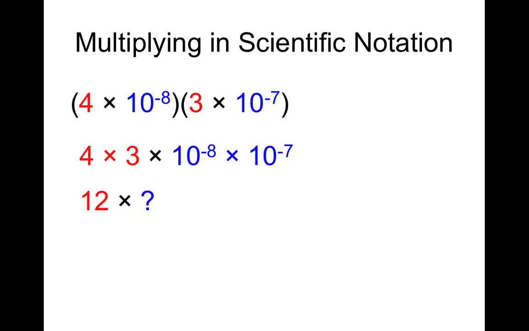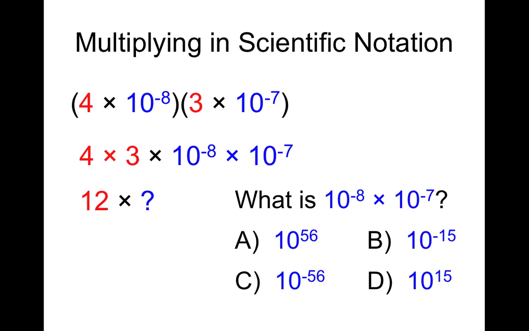4 times 3 is 12. Can you think about your exponent rules, your shortcuts for multiplying terms with the same base? And tell me which one is equivalent to 10 to the negative 8th times 10 to the negative 7th. When you're multiplying expressions with the same base, you can just add the exponents. Negative 8 plus negative 7 is negative 15. So our product is equivalent to 12 times 10 to the negative 15th.